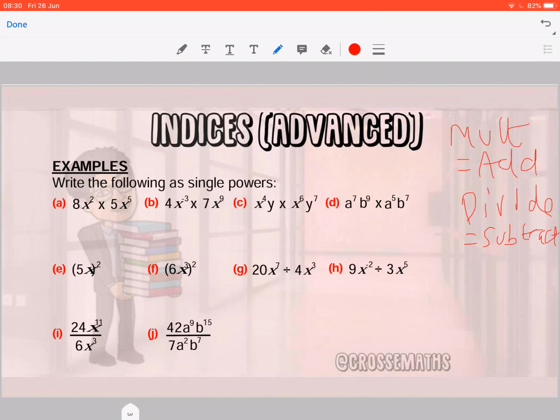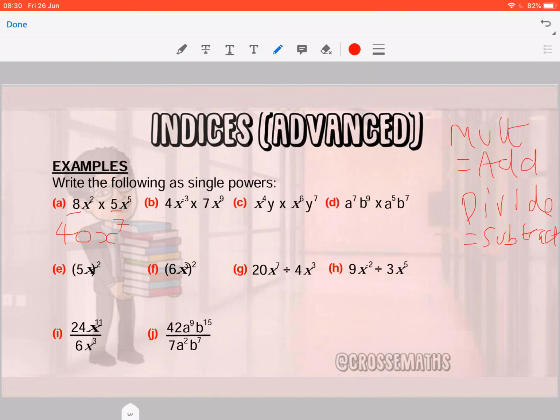What I'd like you to do, if you really get this and you think you're on it, is have a go at this yourself. Pause the video and have a go. If you don't, I'm just going to go through it. Right then, first one. The indices rules only apply with the powery bits. The 8 and the 5, I'm going to multiply them normally. 8 times 5 is 40. x^2 and x^5, because I'm multiplying, I add. So x^2 and x^5 simplify to x to the power of 7. So 40x^7.